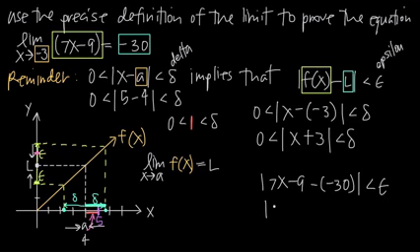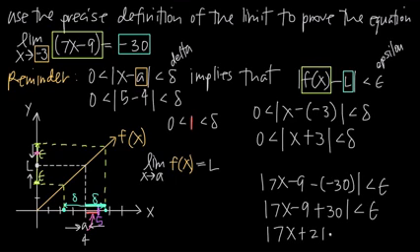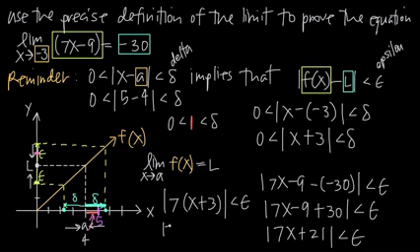Now we want to simplify this, so we're going to say absolute value 7x minus 9 minus a -30 is plus 30, less than epsilon. -9 plus 30 is going to give me a positive 21, so I'm going to get 7x plus 21 less than epsilon. If I factor out a 7 from the left-hand side, I'm going to get 7 times x plus 3 less than epsilon. And then when I have two things multiplied together inside of absolute value brackets, I can separate them into their own absolute value. So we can say absolute value of 7 times the absolute value of x plus 3 less than epsilon.